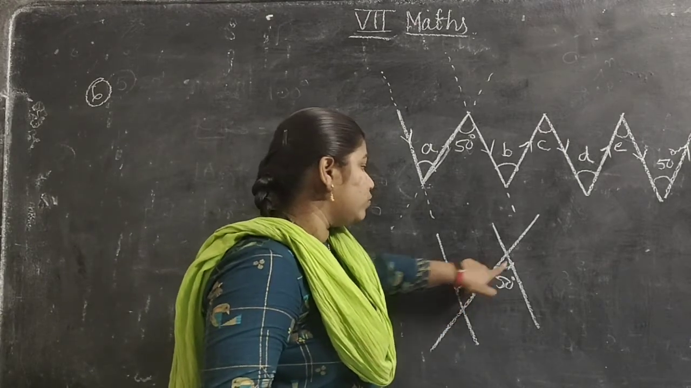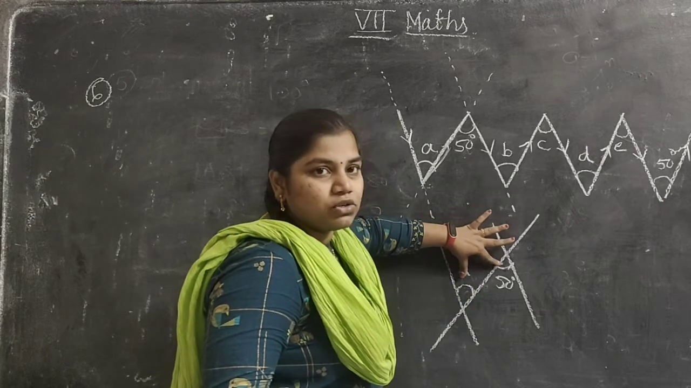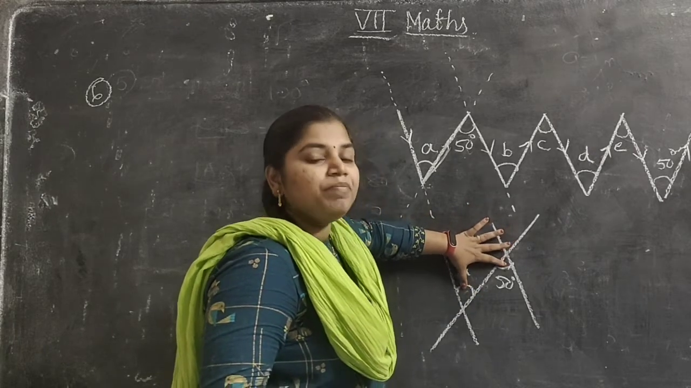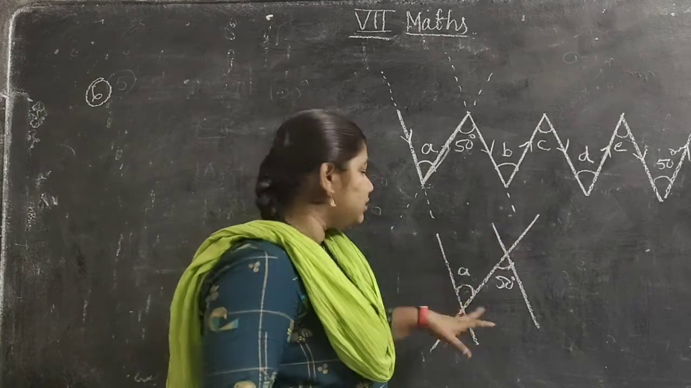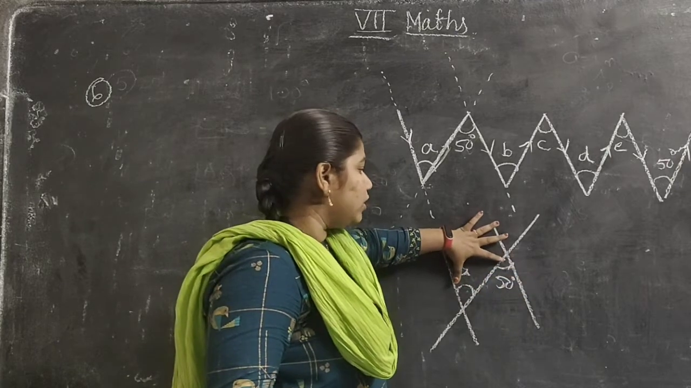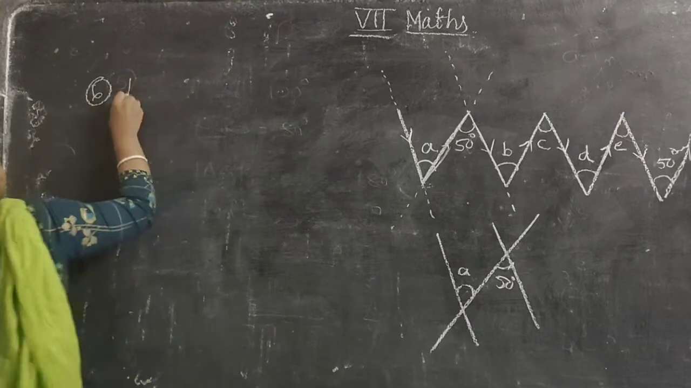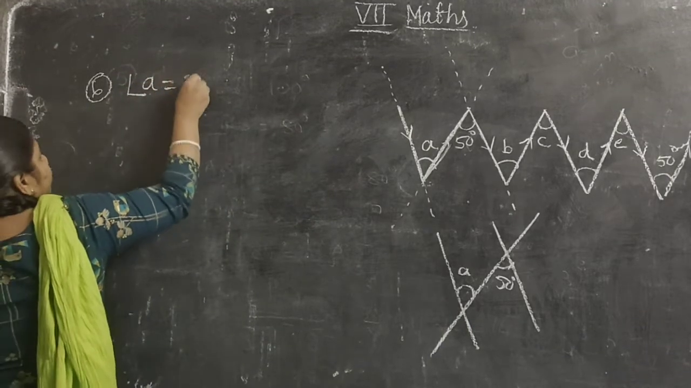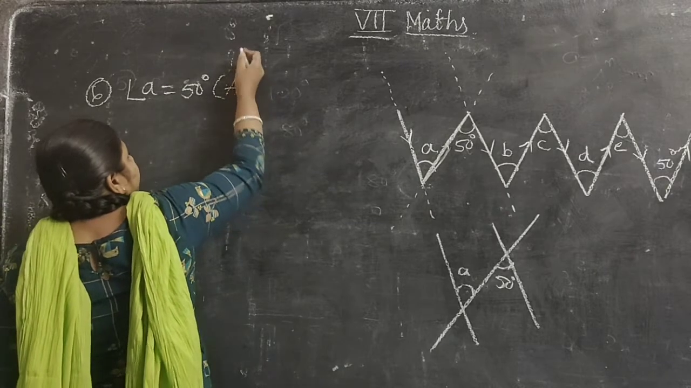So we can call these two angles alternate, and they are lying inside. So they are alternate interior angles. By using that property, alternate interior angles, we can say A is equal to 50 degrees, because we know alternate interior angles will be equal. So by seeing that, we can say angle A is equal to 50 degrees because they are alternate interior angles.